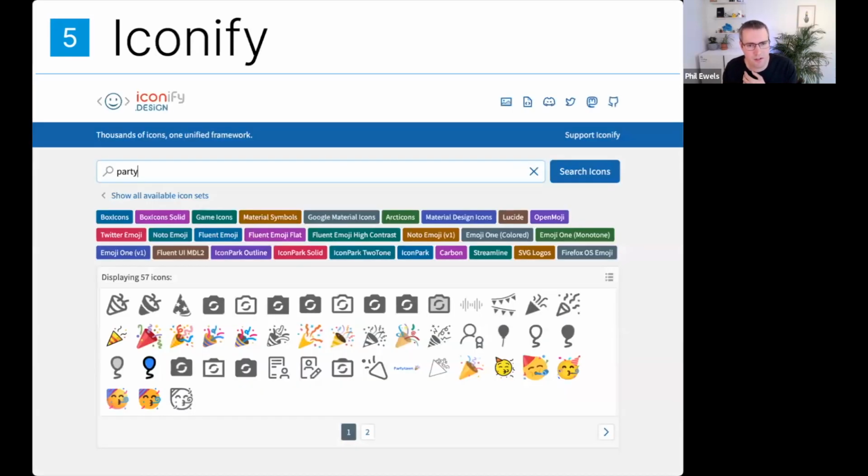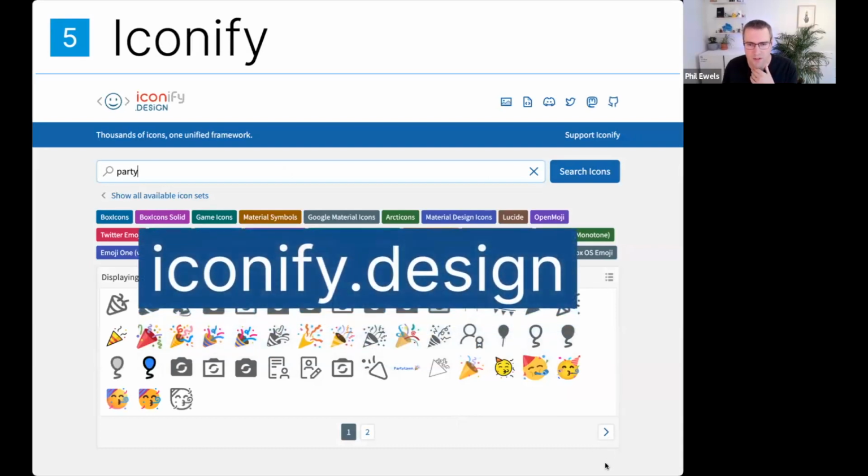I think you asked about icons. I would use Iconify. It's kind of my go-to place to pull out icons, or there's that other website I mentioned, which is called Flat Icon.